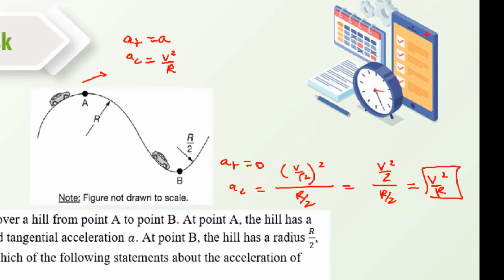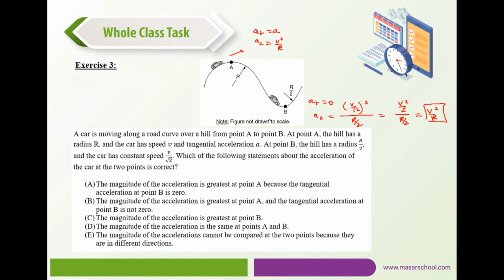Now what's the difference then between points A and point B? Both have the same centripetal acceleration, but at the point A the car has an additional acceleration given by the tangential acceleration, which is a. Then the magnitude of the total acceleration at the point A is greater than at the point B, and in this case we can say, okay, which of the following statements about the acceleration of the car at the 2 points is correct? The magnitude of the acceleration is greatest at point A because the tangential acceleration at the point B is 0, then that's the correct choice. And you can check all the other statements and do an argumentation that they are wrong.